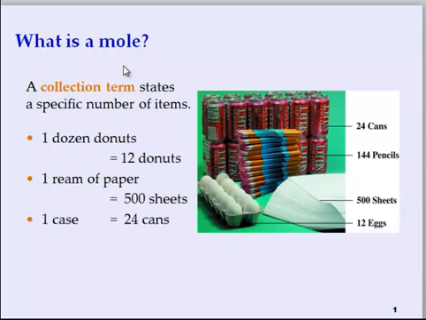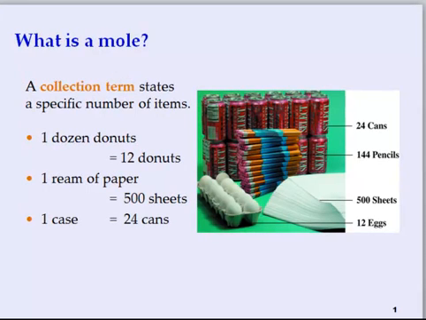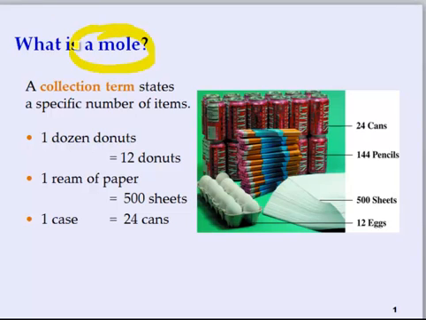In chemistry, we use a term that is called a mole. A mole is a term that is used mainly to understand what amount of substance is present. In other words, when we use the term dozen, a dozen implies a number of 12, which means it could be a dozen roses, a dozen donuts, a dozen pencils. You understand that it's a collection term that is used to specify a certain number of an item.